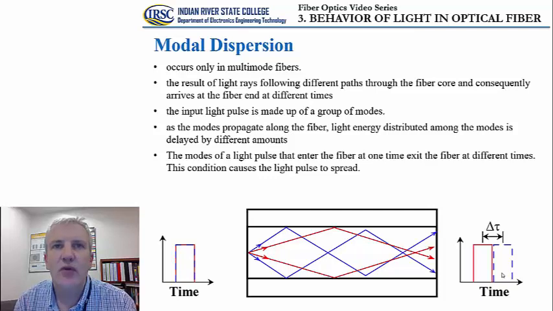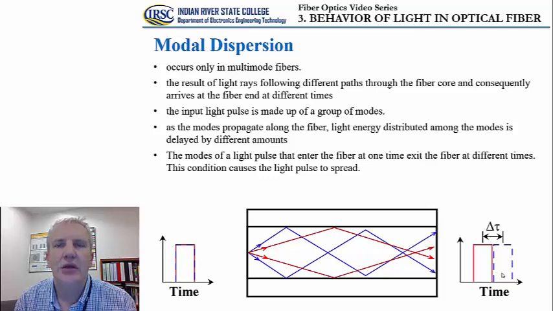In other words, as the modes propagate along the optical fiber, light energy distributed among the modes is delayed by different amounts. So the pulse spreads because each mode propagates along the fiber at different speeds. Since modes travel in different directions, some modes travel longer distances.